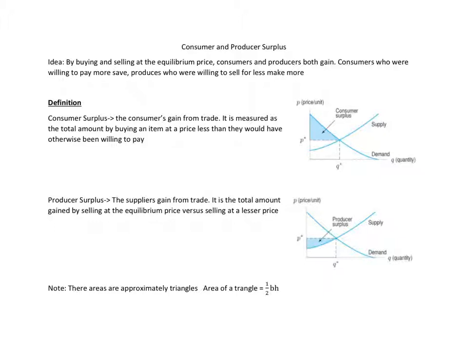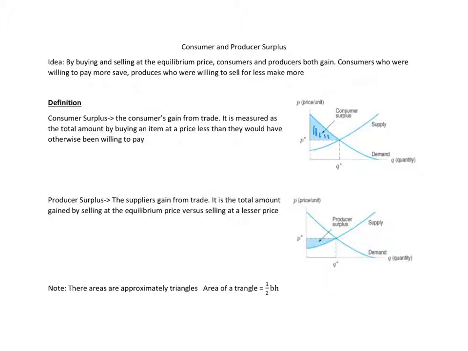Okay, so let's start with the idea of consumer surplus. Consumer surplus is the gain from trade. In other words, it is measured as the total amount that the party saves by paying the lesser price. So if you notice here graphically, this area in blue, between the equilibrium price and the price the consumers would have otherwise been willing to pay, that area is the consumer surplus. That's the money that they are saving by actually paying the equilibrium price.